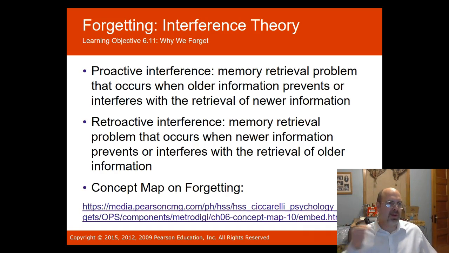That's because I have proactive interference to learning that information. Retroactive interference has to do with problems occurring when the newer information prevents or interferes with the retrieval of older information. So let's say I go back to using my son or daughter's phone, and their phone is a lot older, and I forgot how to use it. I'm having retroactive interference. There's a little concept map on forgetting here.